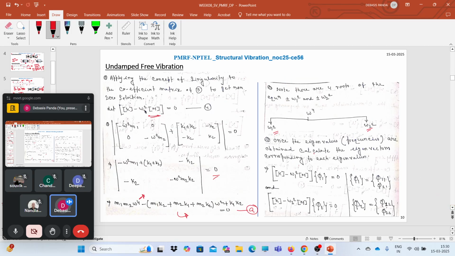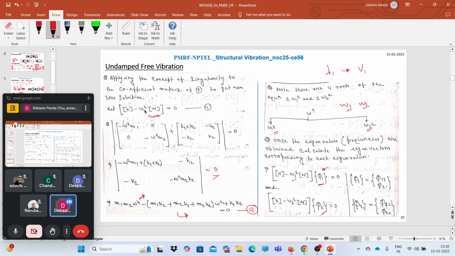So once we have found out the roots of this equation, say omega 1, omega 2, corresponding to these two roots, we can solve for the mode shapes, right? Corresponding to omega 1, we have one mode shape, say phi 1. That means corresponding to lambda 1, we have some eigenvector v1. Likewise, for each frequency omega 1, we have a mode, say phi 1.